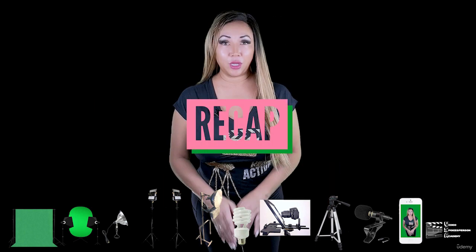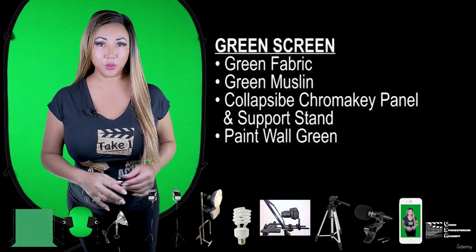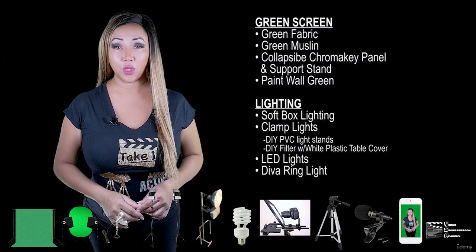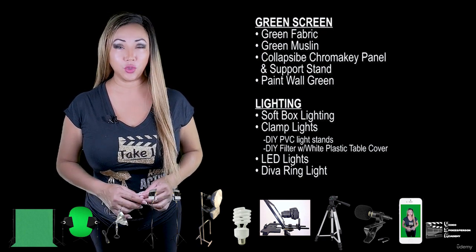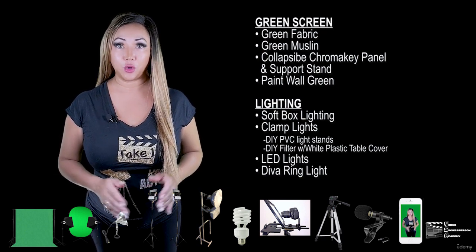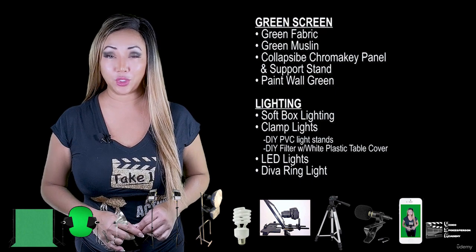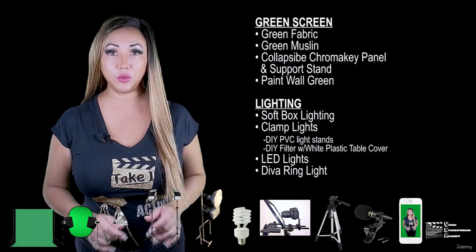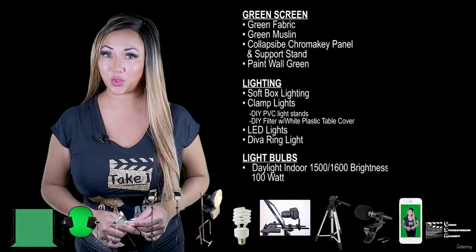Let's recap. Here are the tools recommended for green screen filming when you're starting out. The green screen itself. You can use green fabric from a fabric store or green muslin or the collapsible panel with a support stand. For lighting, I recommend 2 softbox light stands, and if you're on a budget, 2 to 4 clamp lights, or if you can fit it in your budget, get 2 LED lights. If you're using the clamp lights, don't forget to check out the links below to build really cheap light stands with PVC pipes. Also, for the light clamps, you'll need to add a filter to soften the lights. Get the plastic white tablecloth from any dollar store.